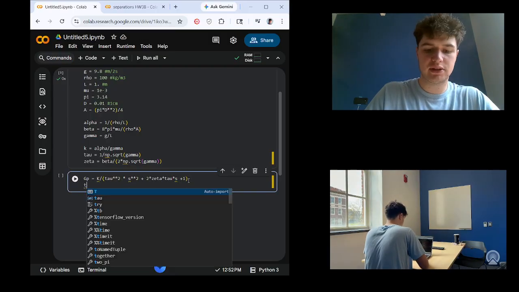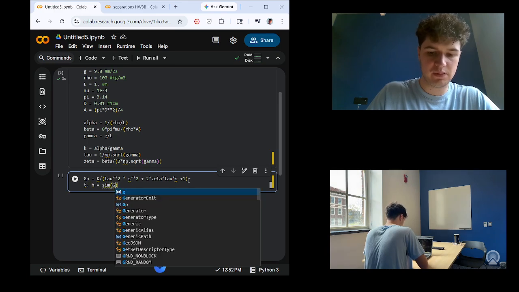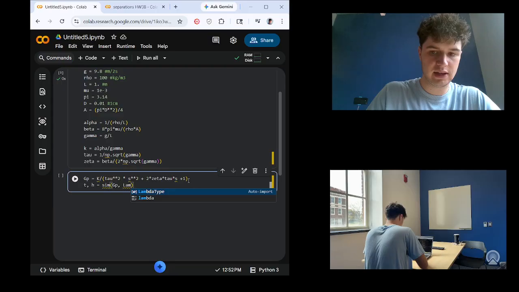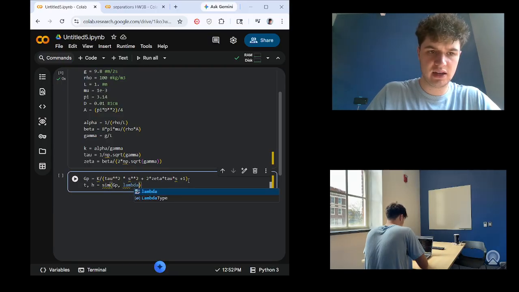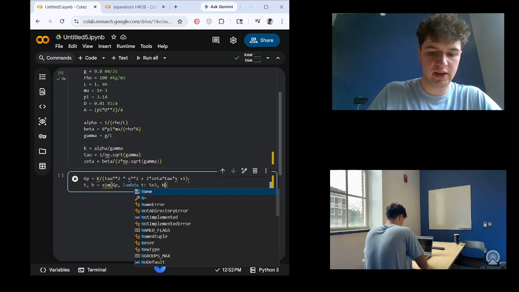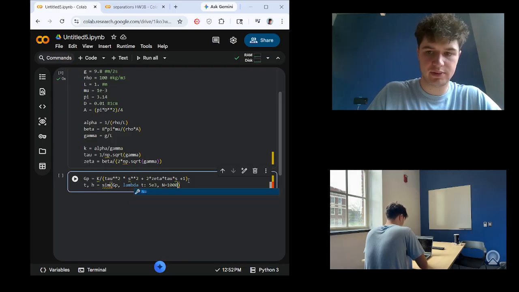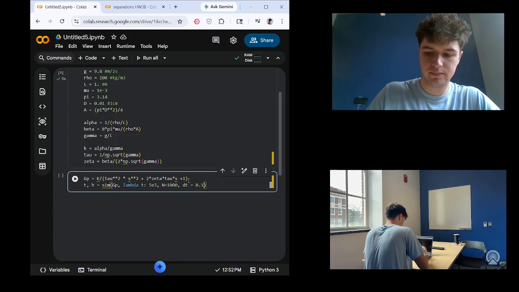Now we also need our time and our height, which is going to be equal to sim GP lam. I always forget how to spell lambda. L-A-M-B-D-A. I think that's how you spell it. T colon 5e to the third. N is going to equal 1,000. And our dt is going to equal 0.1.